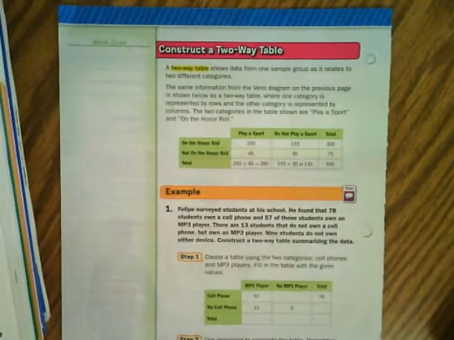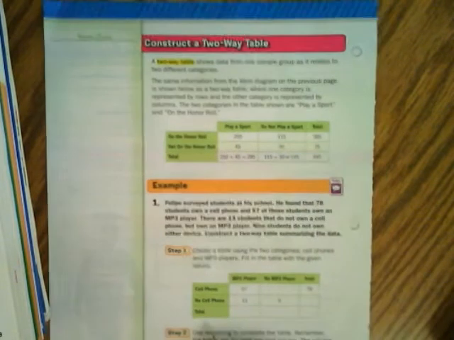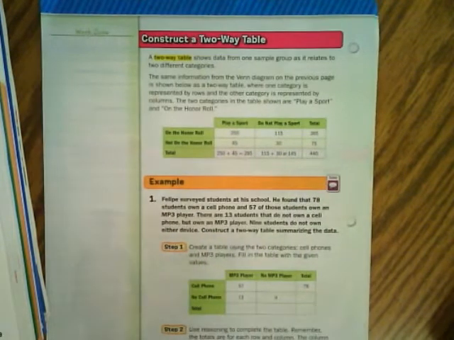Now, a two-way table shows the data from one sample group as it relates to two different categories. Here we have a two-way table using the same information that we used in the Venn diagram. Plays a sport, does not play a sport. On the honor roll, not on the honor roll.